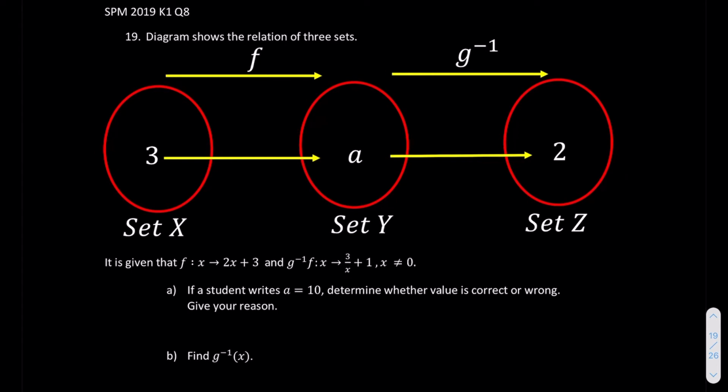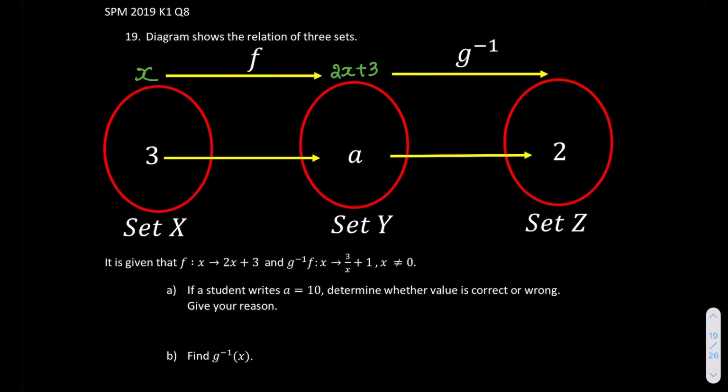Question 19. This diagram shows the relations of the three sets: set X, Y, and Z. It basically means that this is something like a composite function. It's given that f of x is 2x plus 3, so it's good that we write it down. This is 2x plus 3, starting from X, because it's the f function, and we know this is f.